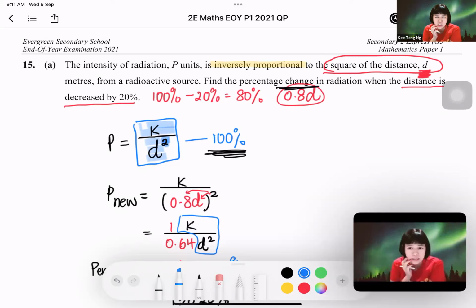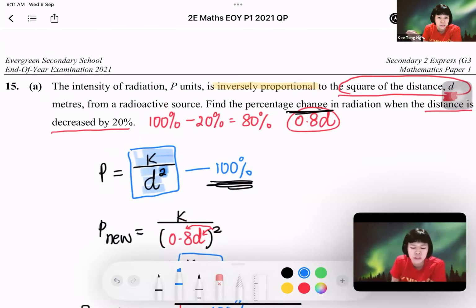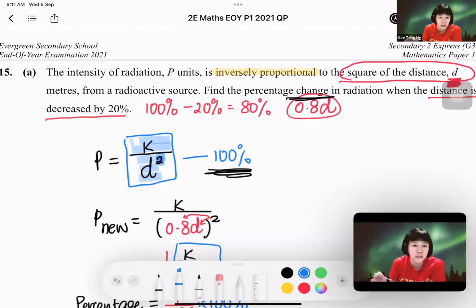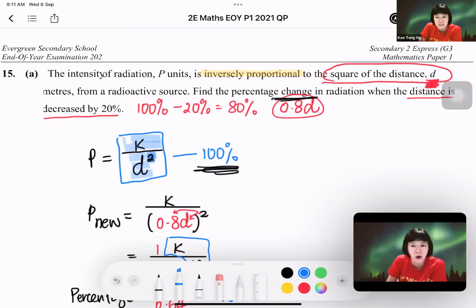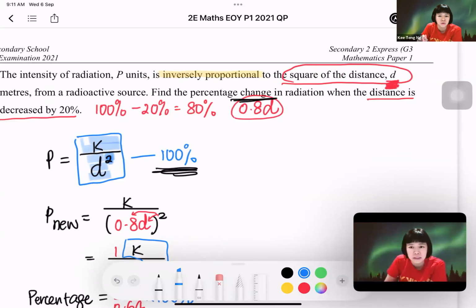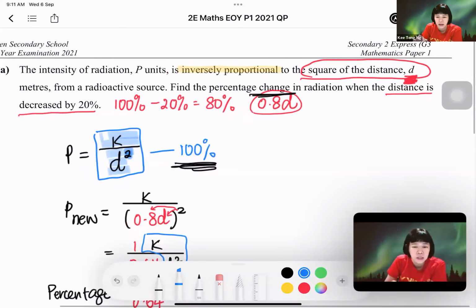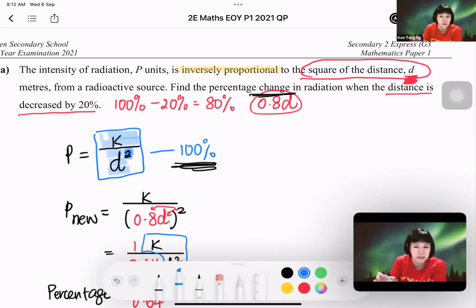Find the percentage change when the distance is decreased by 20%. So originally, the distance is the letter D. The original value is 100%, decreased by 20%, left with 80%. So it's 80% of the distance, which is D. So you notice I take 80% times D. But 80 is just a percentage, I need to change it to a value. So I divide by 100 to change it to 0.8 D.